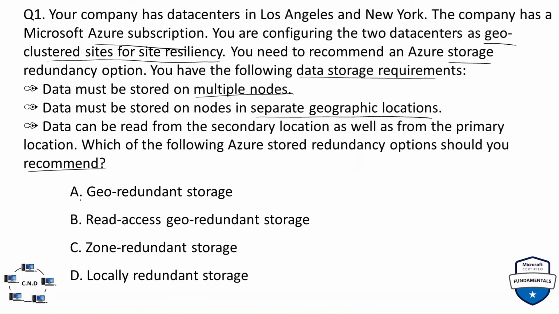The options are option A, geo-redundant storage, option B, read access geo-redundant storage, option C, zone redundant storage, and option D, locally redundant storage. And the correct option is the read access geo-redundant storage. So what is this read access geo-redundant storage?